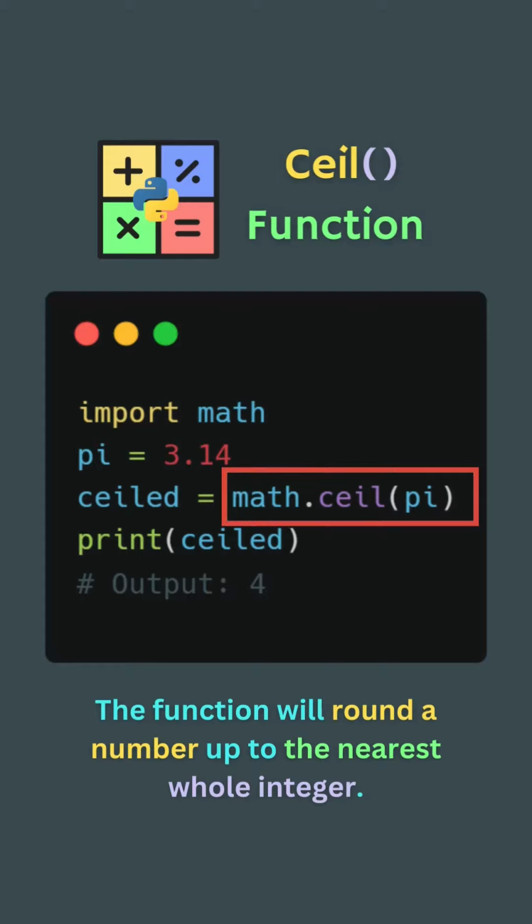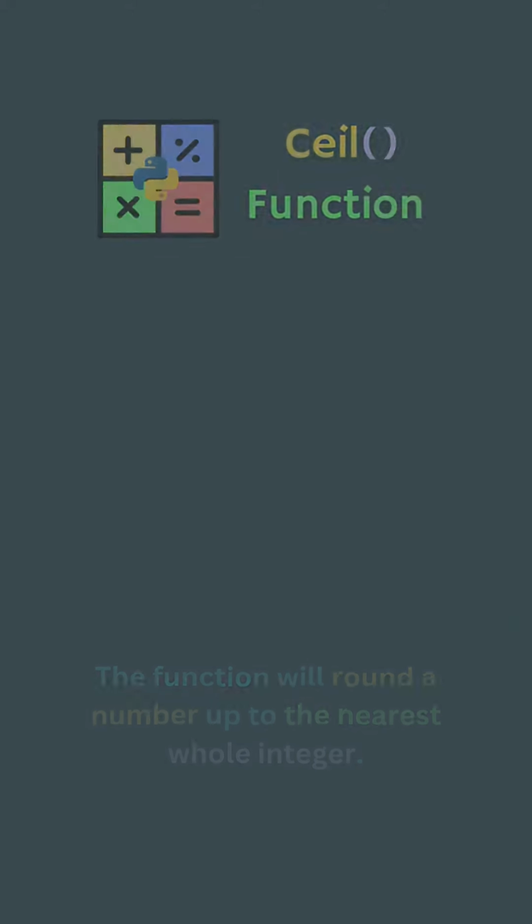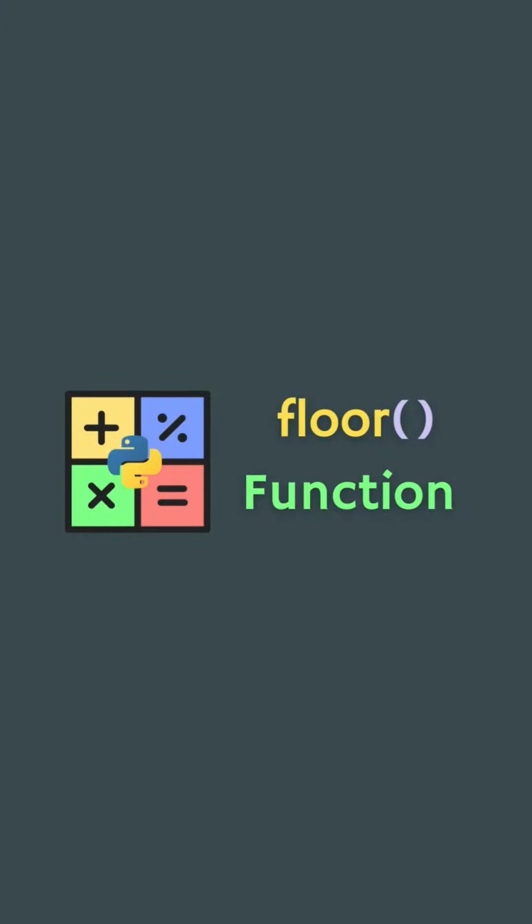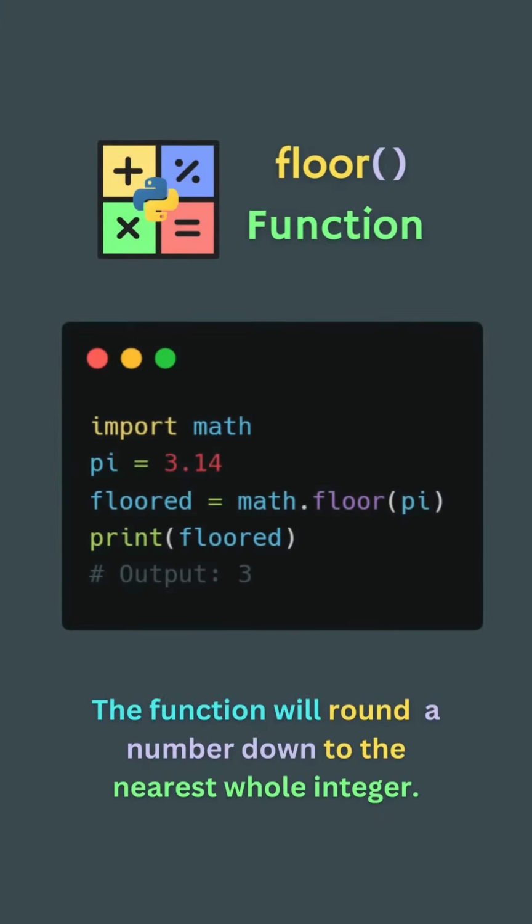The ceil function of the Math module rounds a number up to the nearest whole integer. On the other hand, if we want to round a number down, we can use the floor function from the Math module. The function rounds a number down to the nearest whole integer.